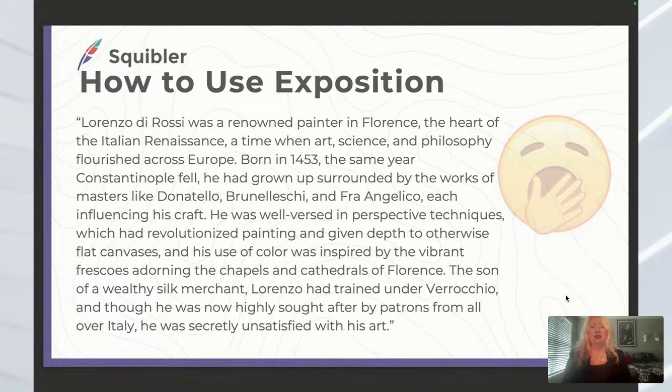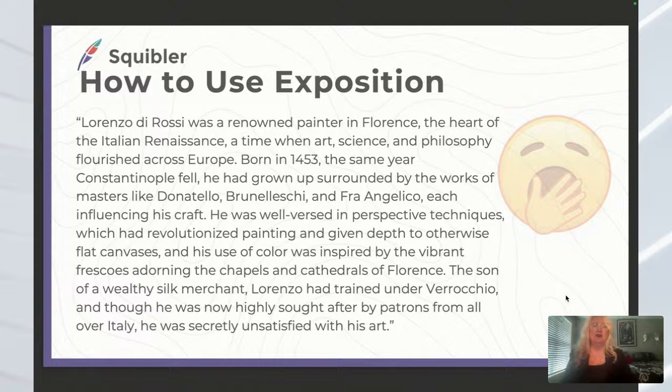He was well versed in perspective techniques, which had revolutionized painting and given depth to otherwise flat canvases, and his use of canvas was inspired by the vibrant frescoes adorning the chapels and cathedrals of Florence. The son of a wealthy silk merchant, Lorenzo had trained under Verruccio, and even though he was highly sought after by patrons from all over Italy, he was secretly unsatisfied with his art. I was bored reading that, so I'm sure you were bored listening to it.